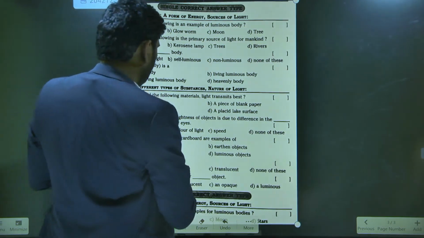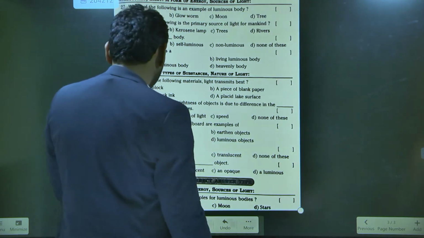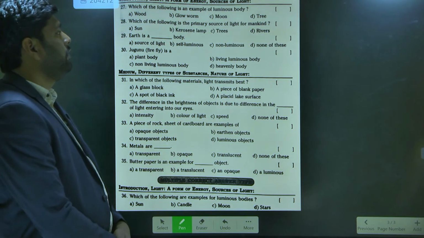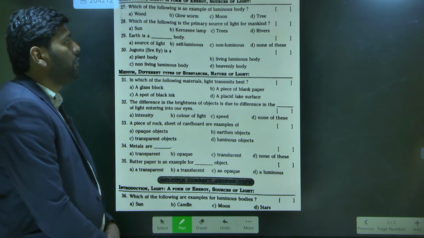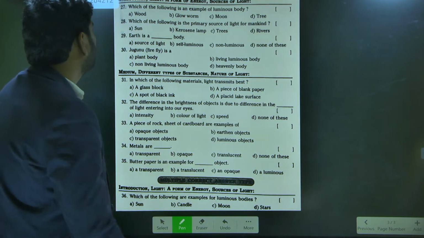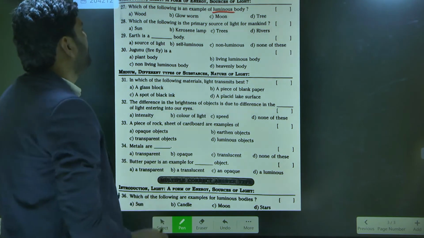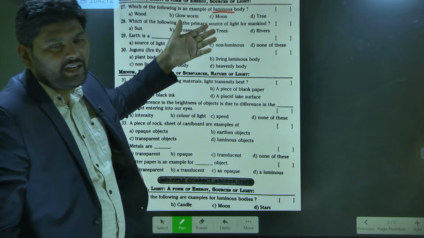Yes, these are your questions. Now let's start the 27th question. Which of the following is an example of a luminous body? Very simple one. The options are wood, glowworm, moon, tree. They are asking for an example of a luminous body. Wood, moon, and tree are not luminous bodies.